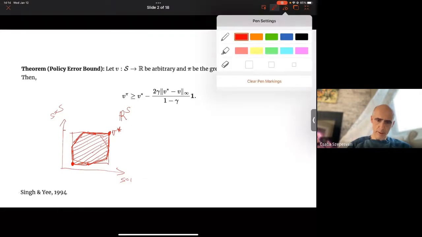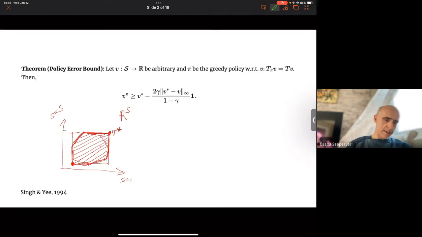Let me choose some other color. So this result says that if we choose some other value function v, well, we may be choosing this one here. It's just a function, it's just a point in the space. It may not be within this value function polytope. Then this is just v. After that, we're going to choose a greedy policy. So the policy is somewhere else.